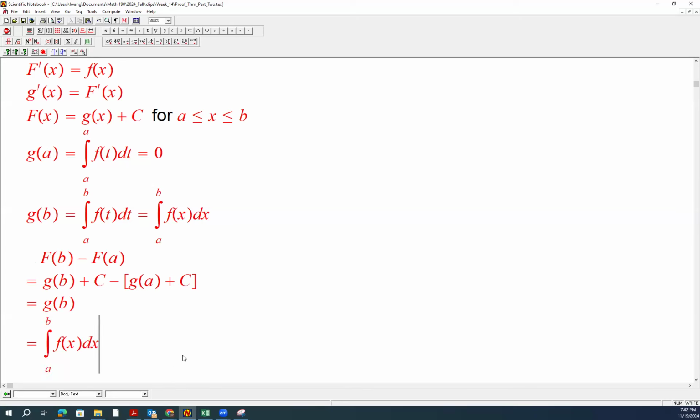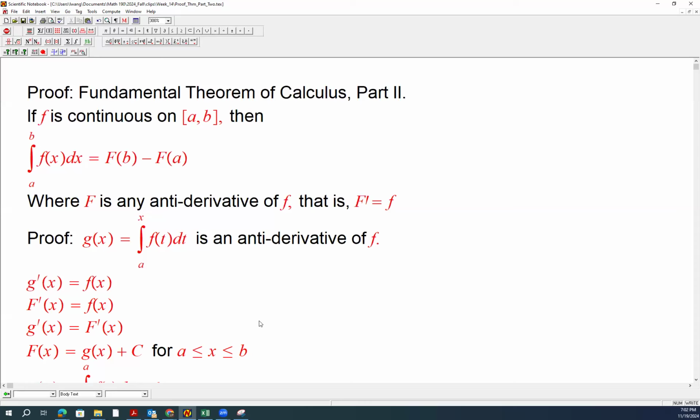This proof is pretty straightforward as it is a direct result of fundamental theorem of calculus part 1. So by this time we have proved fundamental theorem of calculus part 2. And the main thing is that we're going to use it a lot. So that ends this recording, which is just for the proof of fundamental theorem of calculus part 2. Thank you for watching.